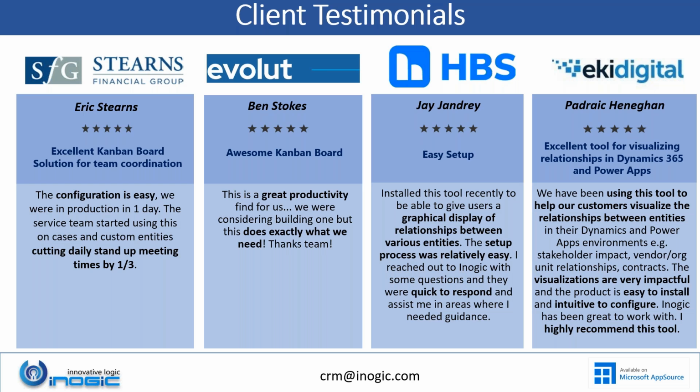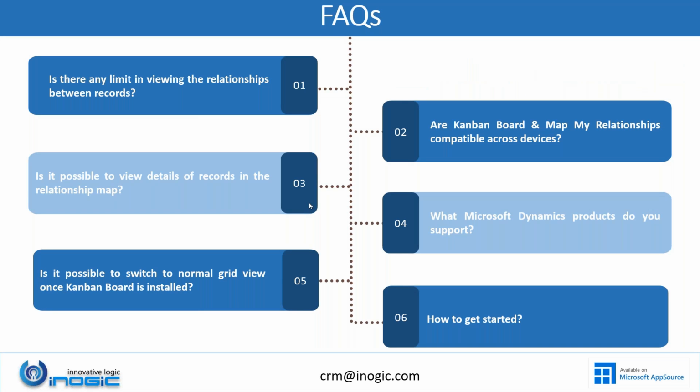Now, before I open the floor for the questions, let me just run through the FAQs just in case a question can be answered even before it is asked. So, is there a limit in viewing the relationship between records? Absolutely no. The more data you have, the more relationships you have, you can just go on up to n level, depending upon the configuration that we have done, but there's no limit.